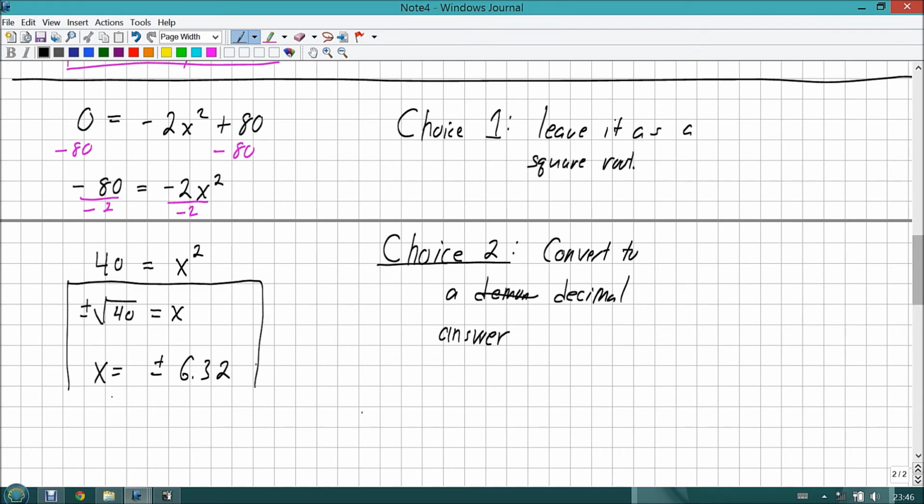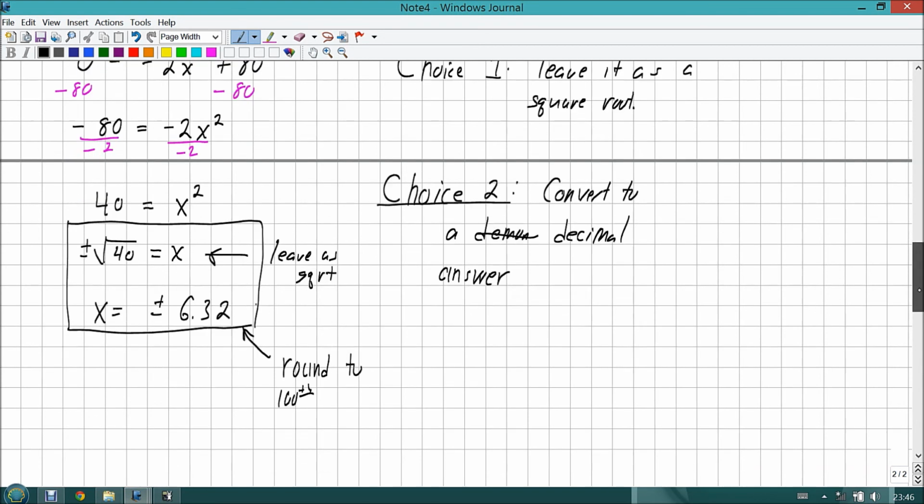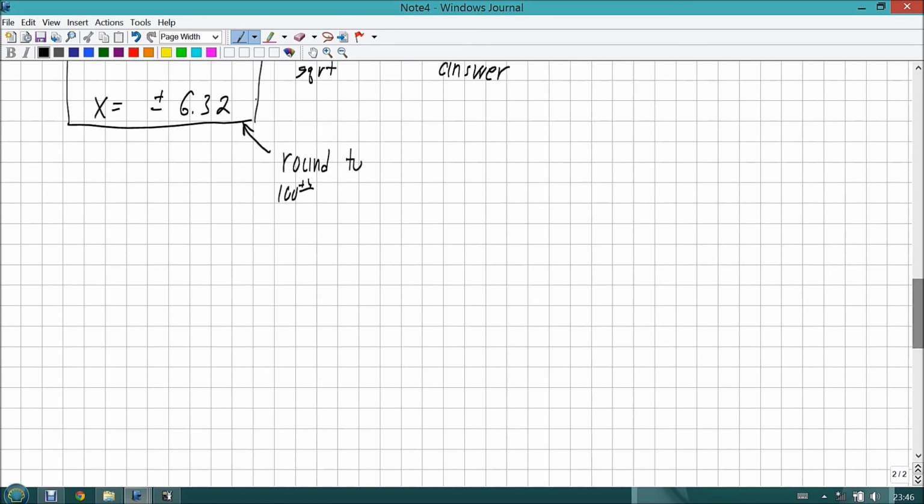If I do not say which one to use, you can use either and it will be counted correctly. If I say round to the nearest hundredth, you would have to turn it into a decimal. If I say leave it as a square root, then you would have to leave it as a square root. It all depends on what your instructions say. This one would be leave as square root. And this one would be round to nearest hundredths. Alright. And that, ladies and gentlemen, should be it.